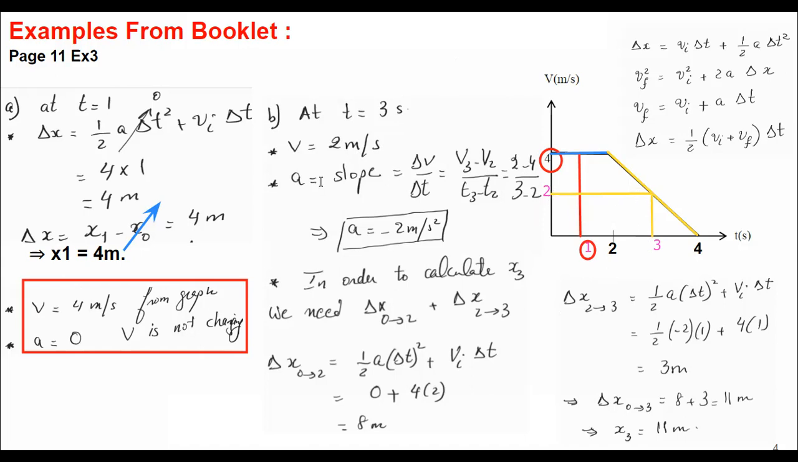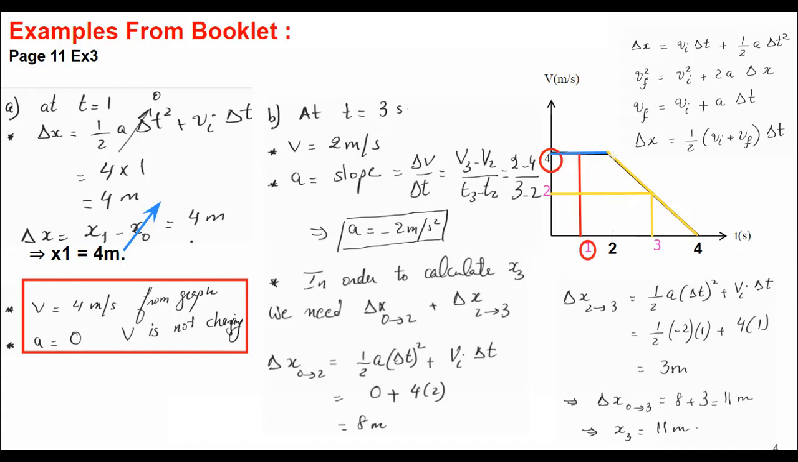Now, what is the acceleration? This is case number 3 that we discussed yesterday. In case number 3, when the velocity is changing in a straight line with a slope, the acceleration is the slope of the straight line. So acceleration equals the slope, which is delta v over delta t. And here you can take any 2 points you want. It's not necessary to take the points I chose.